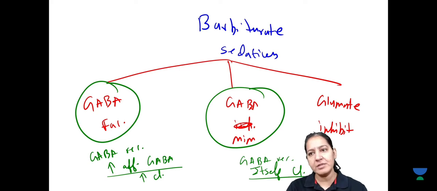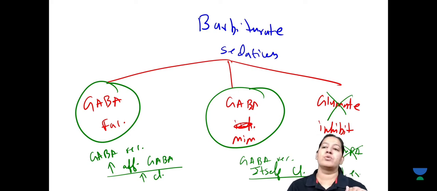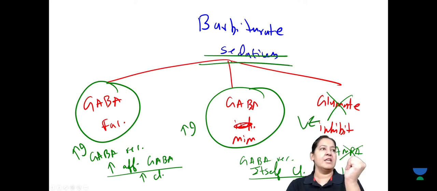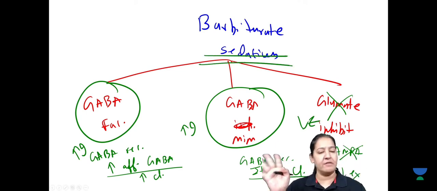The third, it is going to the AMPA receptor. It is inhibiting the AMPA receptor, so it is inhibiting glutamate. So excitation is reduced. So here inhibition is increased and excitation is reduced. Ultimately, it is working as a sedative. Everyone give me a thumbs up.